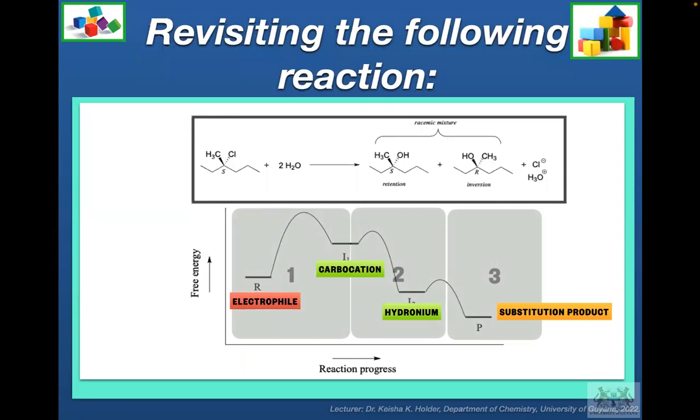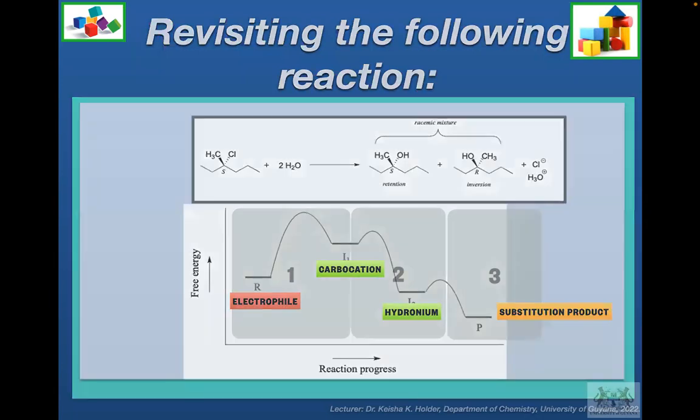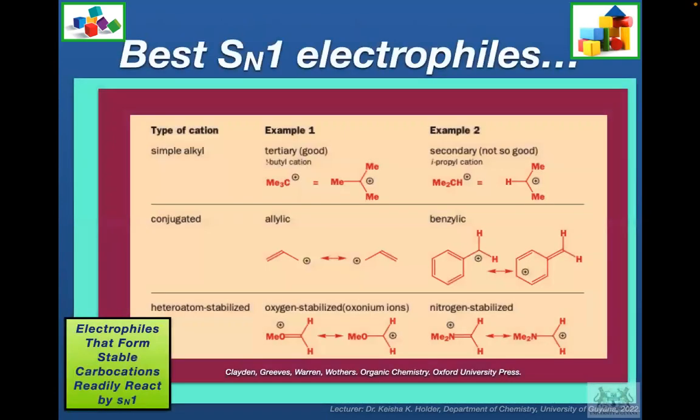We have our steps. Step 1 is the formation of the carbocation intermediate, as is demonstrated on the energy profile here. Step 2 is the formation of your hydronium species. Step 3 is the formation of the product. As you can see, those two subsequent steps are pretty fast, and they're pretty much downhill in energy.